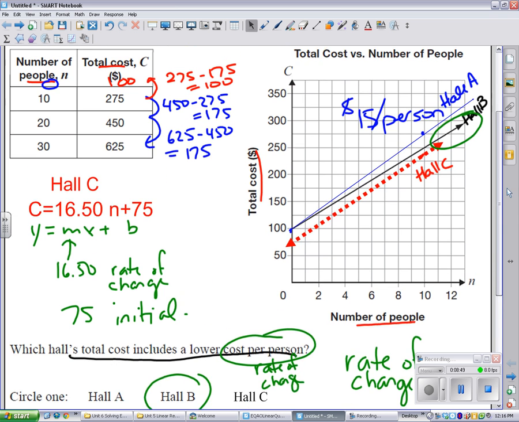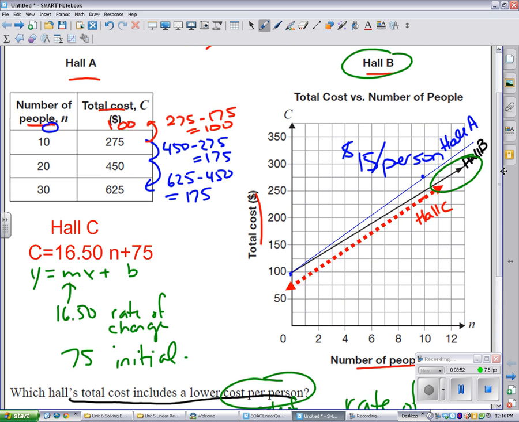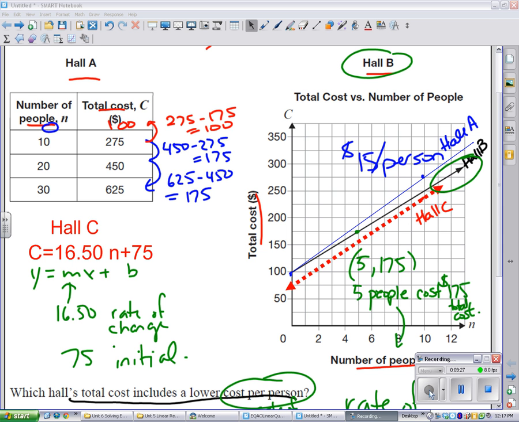One more thing that I can say is that a point such as this point right here, (5, 175), has meaning in the context. The meaning is that 5 people, because that's the number of people that 5 is labeled on, costs $175, and $175 is related to the Y variable, or total cost. So we can interpret our graph in the context of the problem.